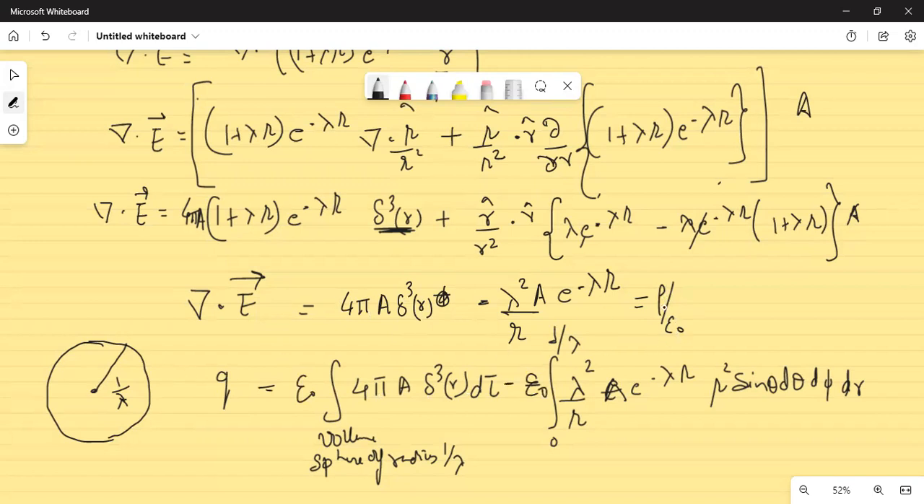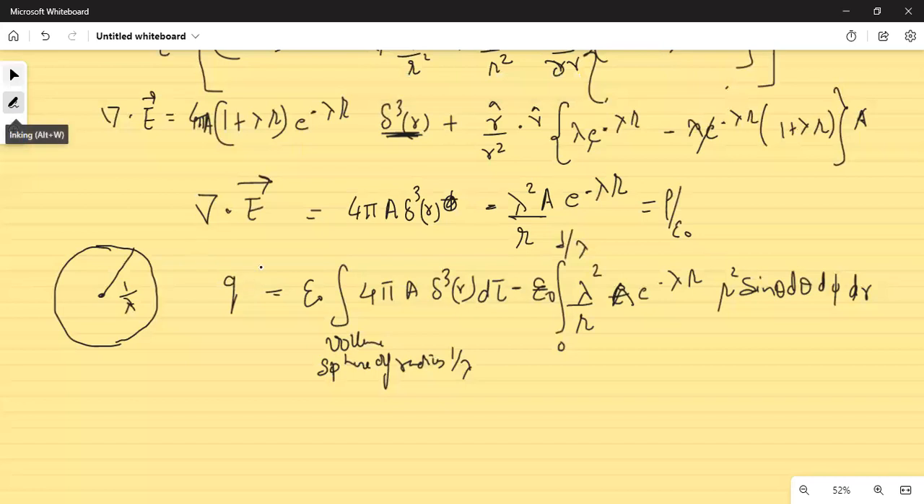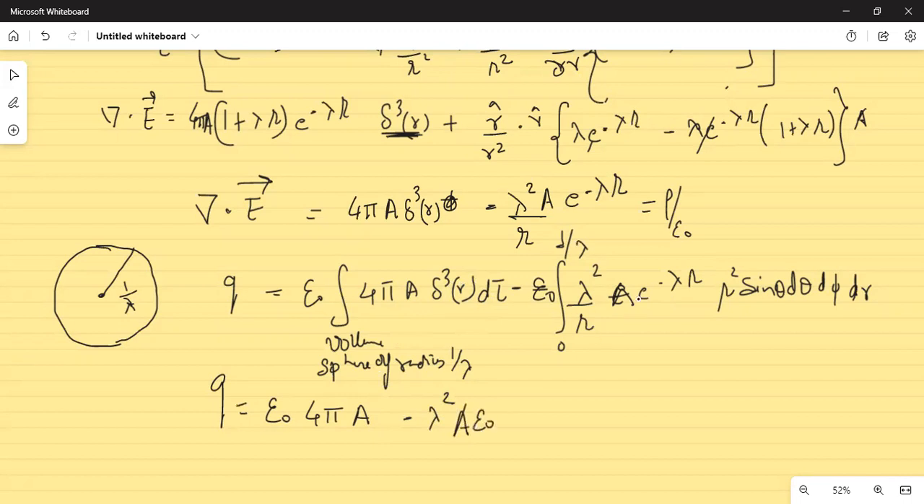This will give you rho, and rho when integrated with respect to volume will give you back the total charge enclosed. So the total charge enclosed, q, is equal to epsilon naught 4 pi a. 4 pi a epsilon naught will come out, and this Dirac delta cube r d tau will become 1. And then you have this term, minus lambda square, which is a constant, take it out. A is a constant, take it out. Epsilon naught is a constant, take it out.